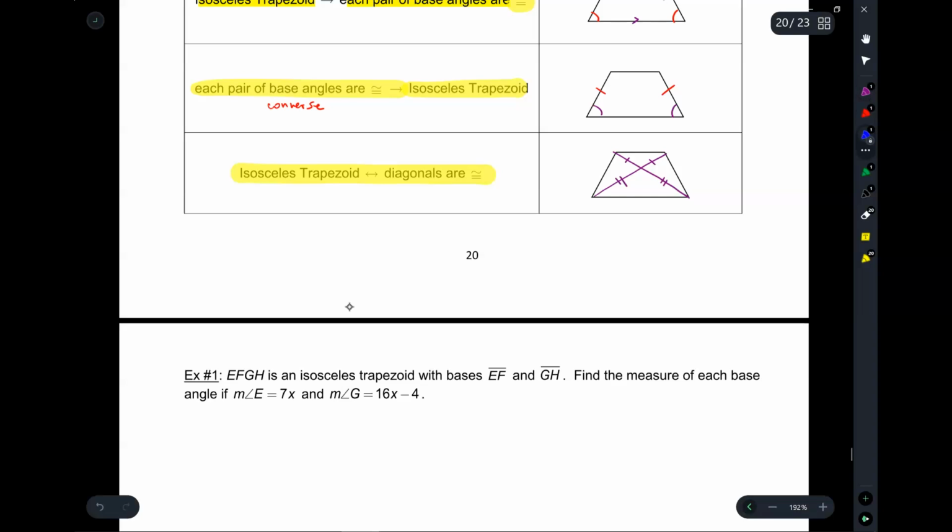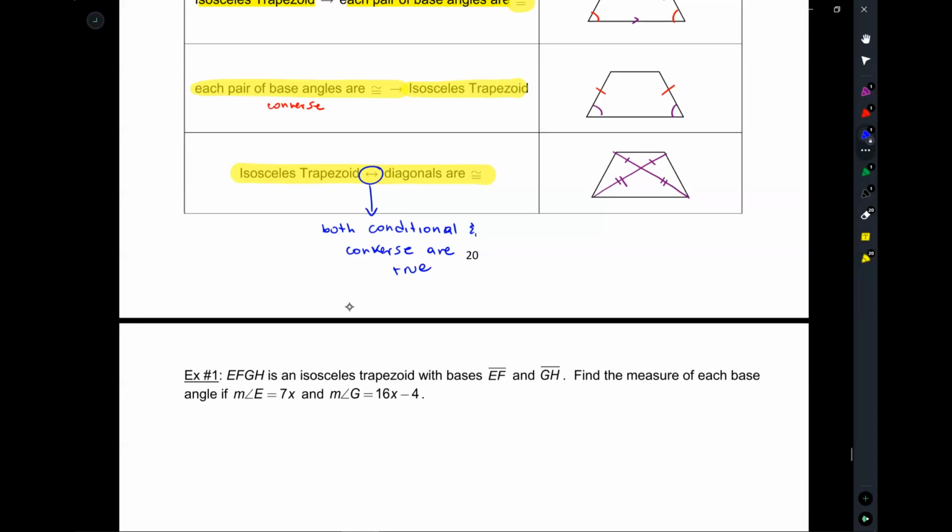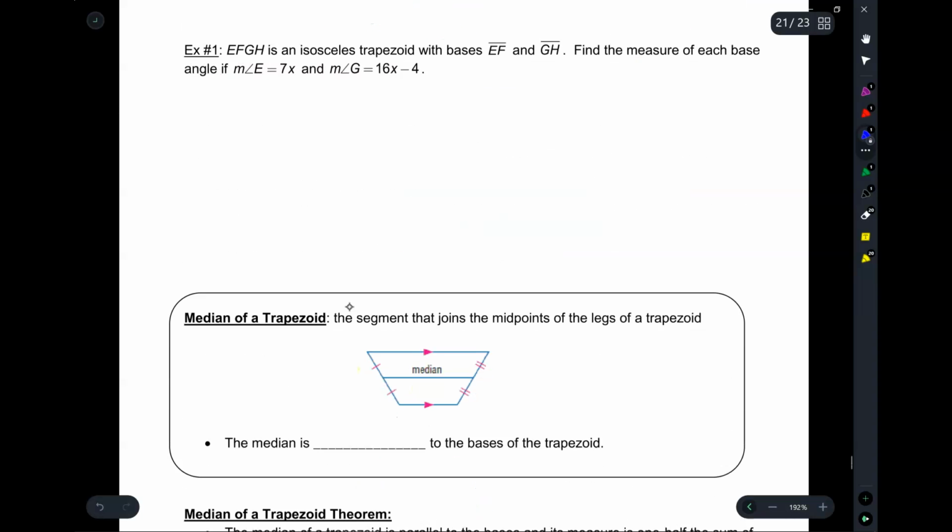Okay, now here we come across this symbol right here. This is a double-sided arrow. That double-sided arrow means both the conditional and the converse are true. That means I can say if you have an isosceles trapezoid, then the diagonals are congruent, or I can also say if the diagonals of a trapezoid are congruent, then the trapezoid is isosceles. Okay, let's move on.